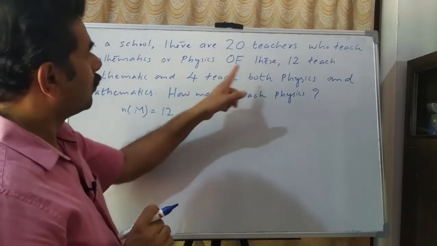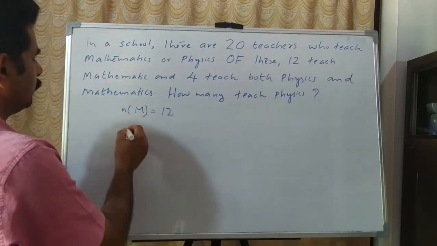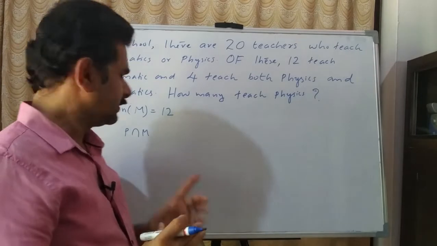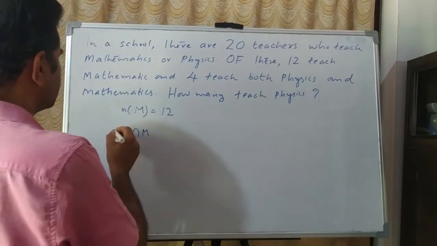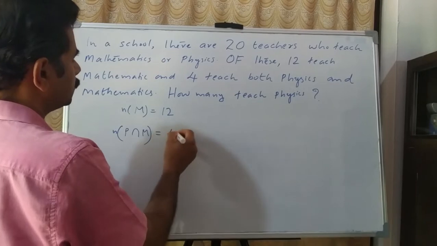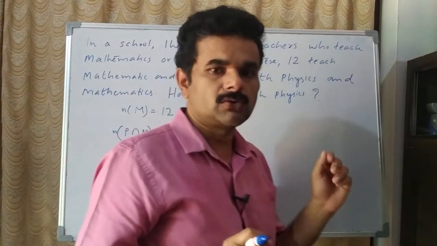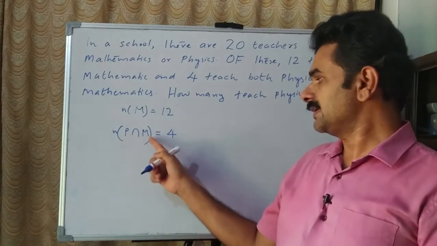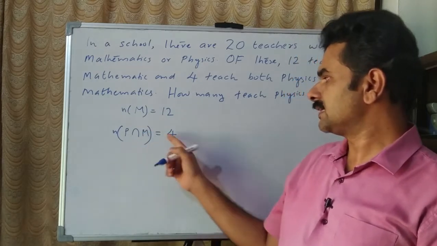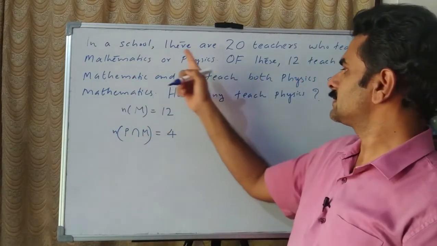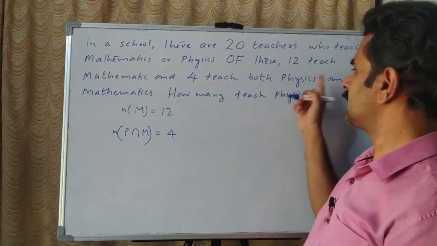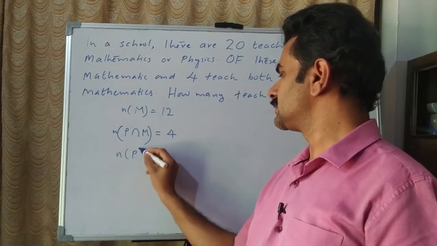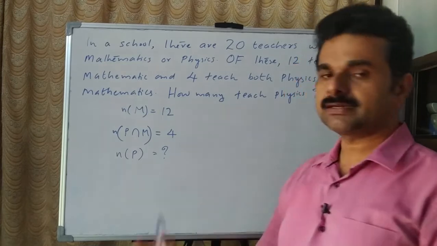And 4 teach both physics and mathematics. That is the intersection, isn't it? Both physics and mathematics, so P intersection M. So n of P intersection M is 4. 12 teach mathematics and 4 teach both mathematics and physics. How many teach physics? So n of P is to be calculated. Clear? The question is very clear.